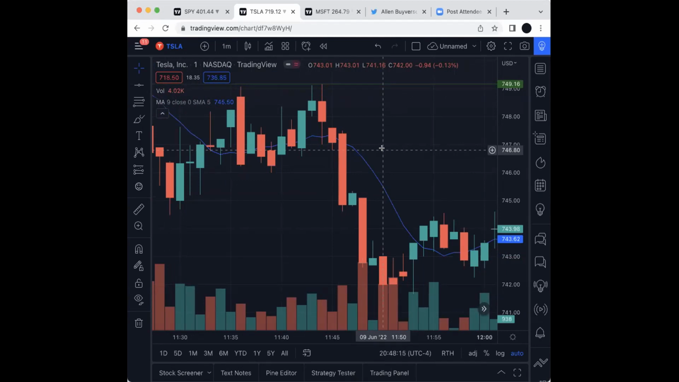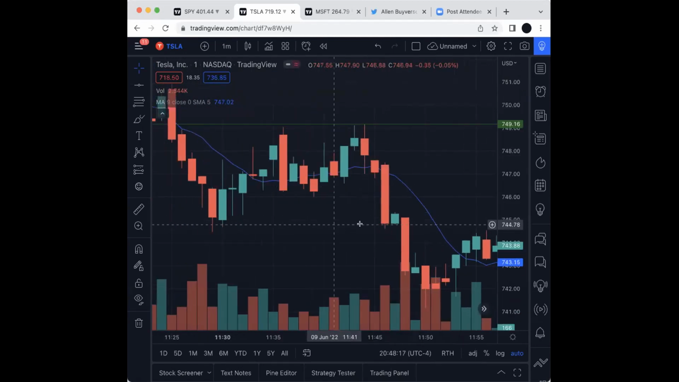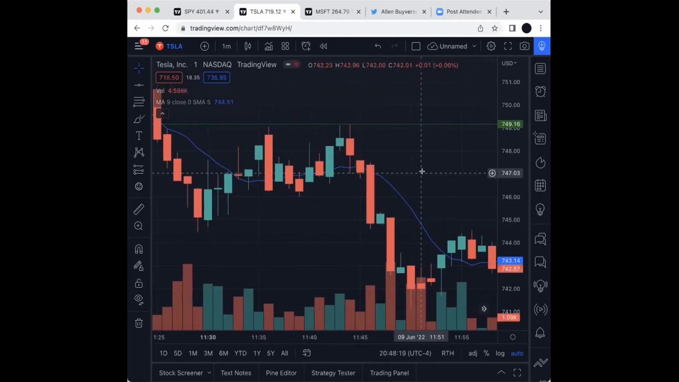Now, this is like a textbook example of where I would like to add puts. We could see that it did end up flushing right after, but I do look for these multiple tests on these 1 minute levels over the last 10 minutes.